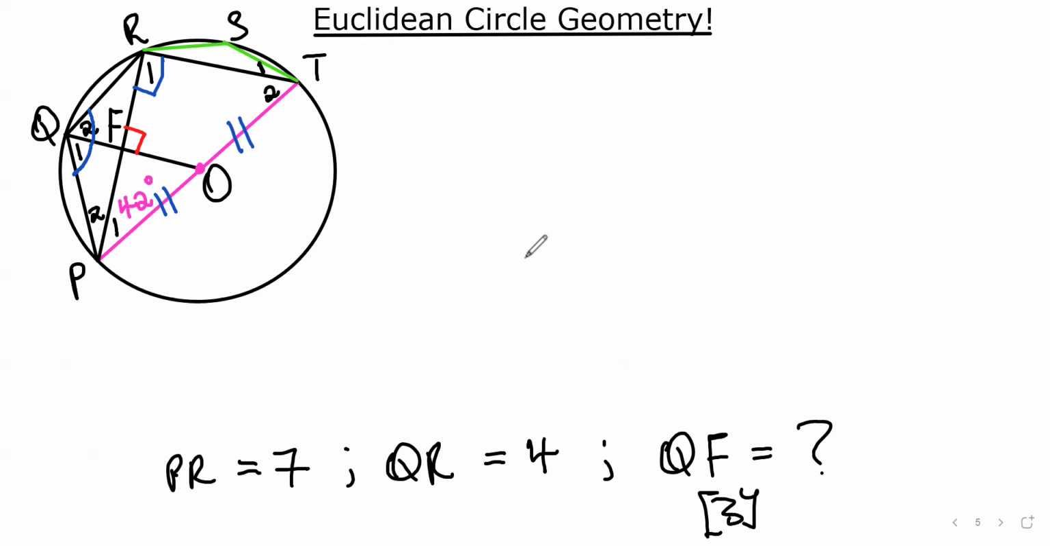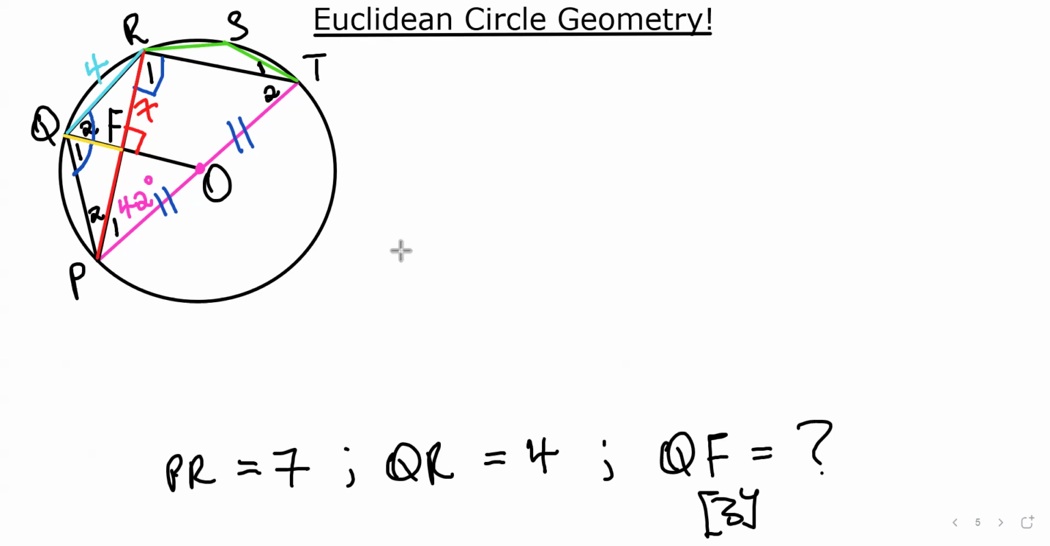Okay, fine. Where is this PR anyway? Well, this is PR, so I'll just denote it by red. Yes, there is PR, and the length of PR is 7 centimeters. Now, what about QR? Well, this is where QR is. I'll just use turquoise to denote this. And the length of this one is 4 centimeters. Now they're looking for QF. Where is QF? Well, let's go and find it. This is QF.